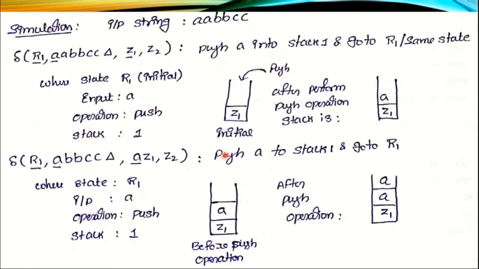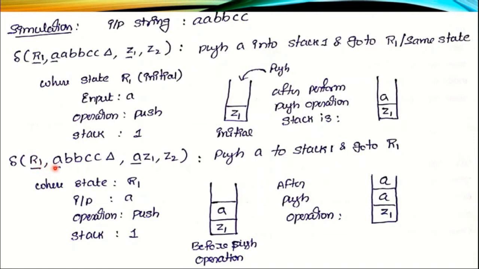So this is the initial configuration of stack 1. Stack 1 initially contains only Z1, that is, an empty stack. Z indicates empty, 1 indicates stack 1. After performing the push operation, A will be pushed into the stack, so now the stack contains A, Z1. Then we go to the same state R1, and the remaining input is A, B, B, C, C.